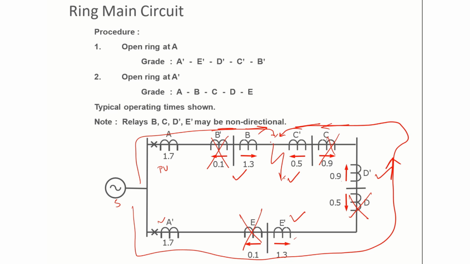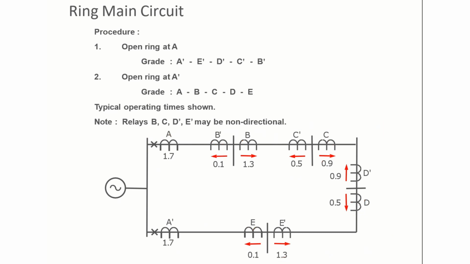So when this operates, finally only these two sections will be tripped and the other sections will remain in service. So this source will continue to feed up to point C, that is up to this relay, or up to this bus. Similarly, from this side, it will continue to feed up to this bus. So these are two very good examples to understand the requirement of directional relay and how to coordinate the directional relay.